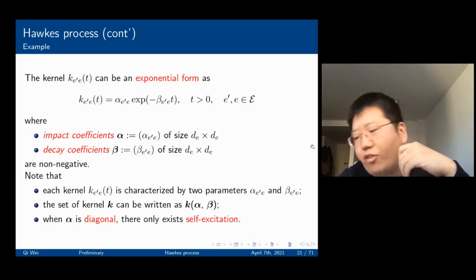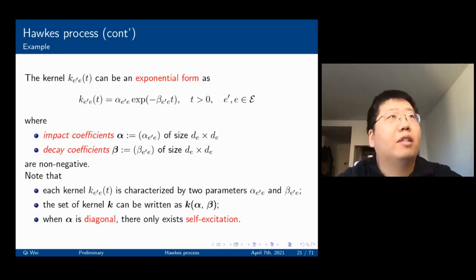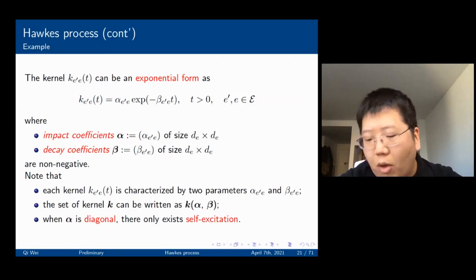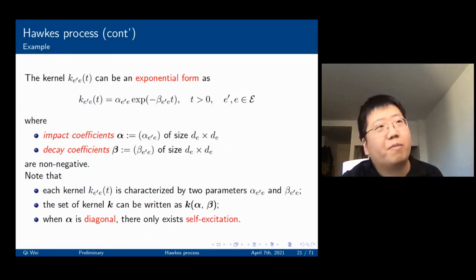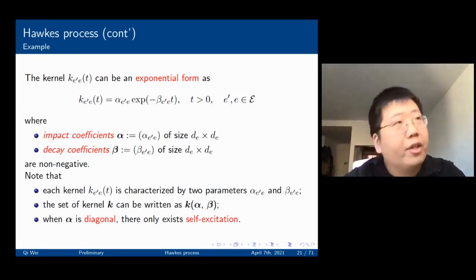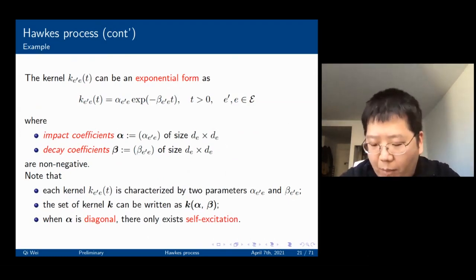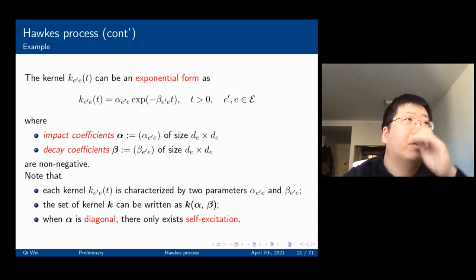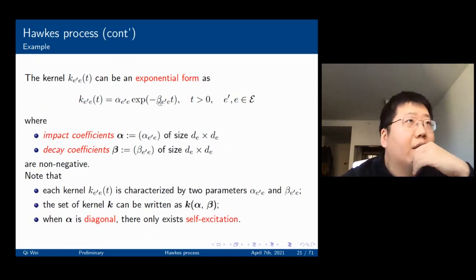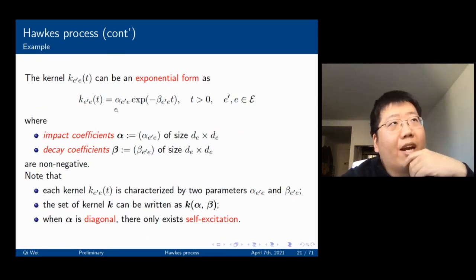For the kernel part, the exponential form is one of the most popular ones, but it's not necessary to be exponential. The main reason I put it here is it has very nice properties and is easy to compute when you do the estimation later. So it's usually characterized by 2 parameters.